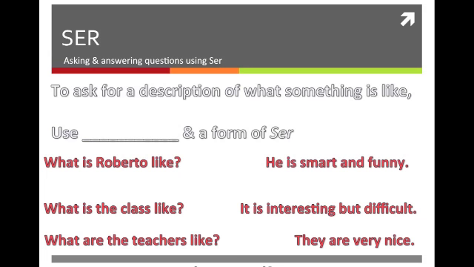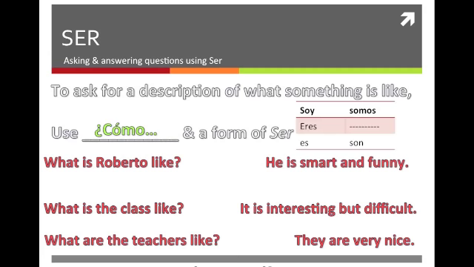All right, ser, asking and answering questions using the verb ser. To ask for a description of what something is like, use como. So if you want to know what is she like, oh, here's so-and-so's number, call him. Well, what's he like? Como es. You're going to use como in a form of ser, just depending on what your subject is, okay?